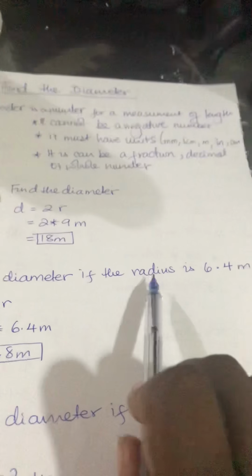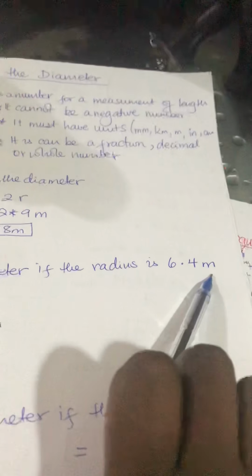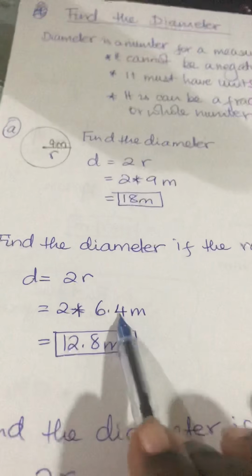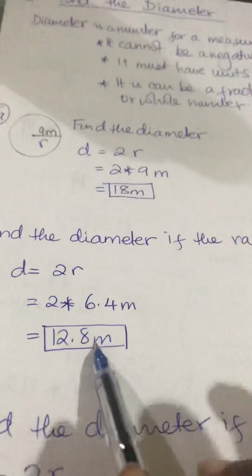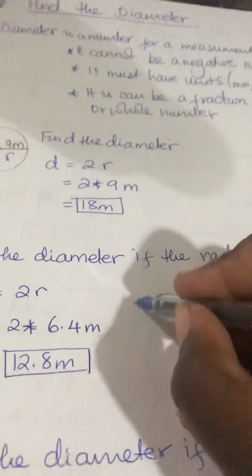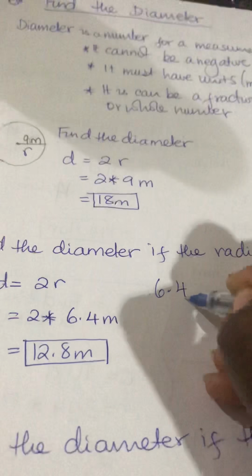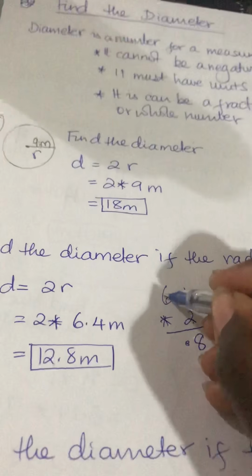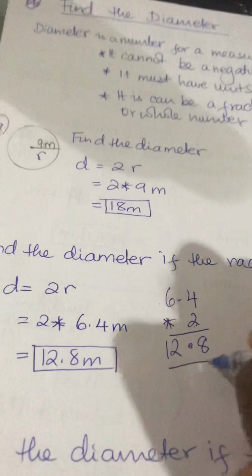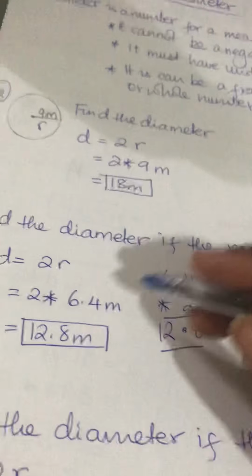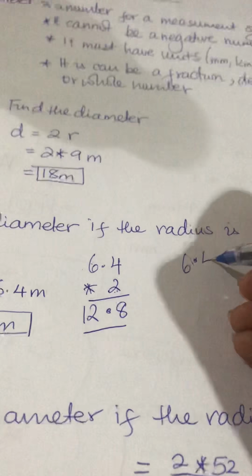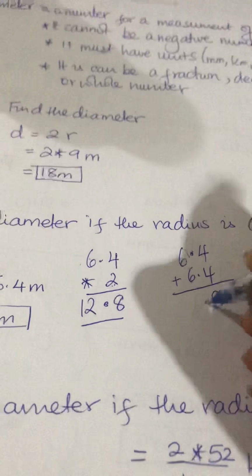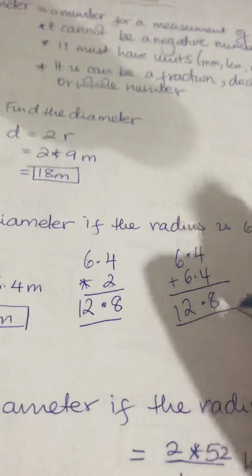Find the diameter if the radius is 6 and 4/10 meters. So diameter is 2 times r, 2 times 6 and 0.4 gives you 12.8. You should know how to multiply without the calculator. Times 2, 4 times 2 is 8, decimal, 6 times 2 is 12. There. Or I can write this 2 times and add. There's so many ways of you doing this. 6 plus 6 is 12. There you go.